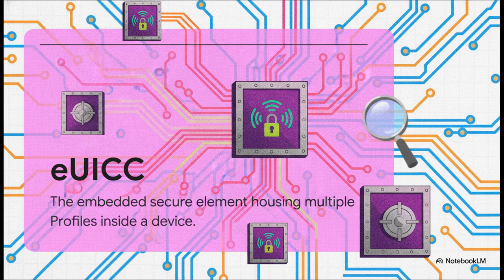Moving right along to Section 2, Core Architectural Entities. Now, to make this remote provisioning magic actually happen, we need to meet our cast of characters. First up is the destination of our journey, the eUICC. Unlike the traditional plastic SIM card you can just pop out of your phone, the eUICC is an embedded secure element. It's soldered directly onto the circuit board of the device itself. You can think of it as an impenetrable secure vault inside the machine. And instead of holding just one network identity, this vault is capable of housing multiple network profiles securely.